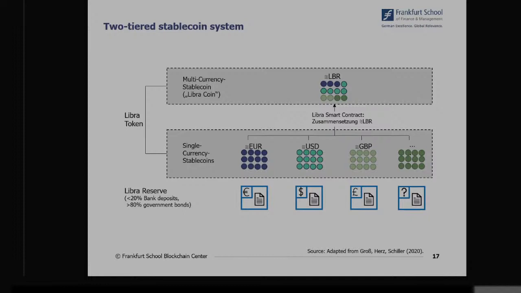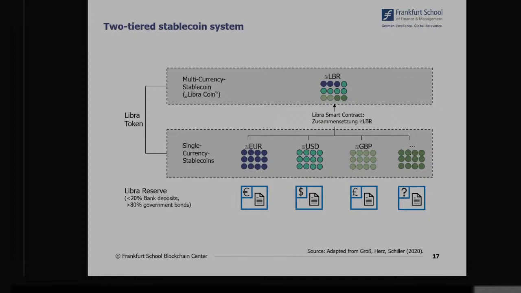And as a second layer, there is the multi-currency stablecoin, the so-called Libra coin. And this is basically now backed by the different single currency stablecoins. So for example, think about the Libra coin, the multi-currency stablecoin, which is backed, for example, by 3 units of the Libra euro, 5 units of the Libra US dollar, and then, for example, 2 of the British pound. So this is basically a mixture of all these single currency stablecoins. And this can be quite interesting.